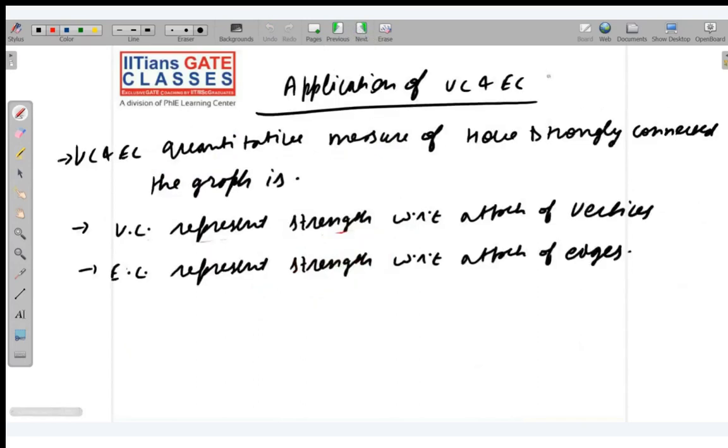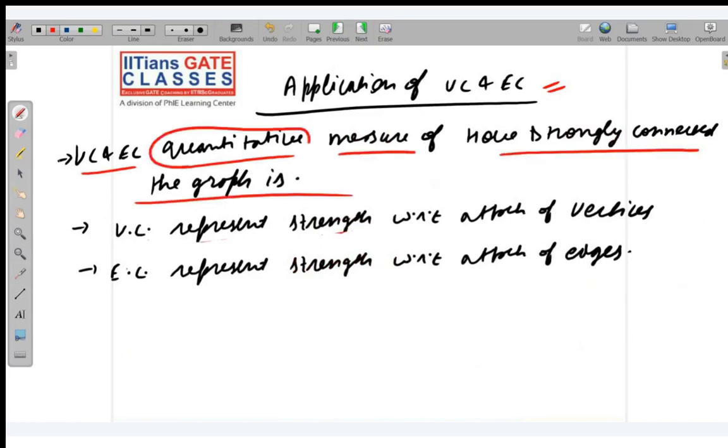Next, application of vertex connectivity and edge connectivity. Vertex connectivity and edge connectivity are quantitative measures of how strongly connected the graph is. Quantitative measure.